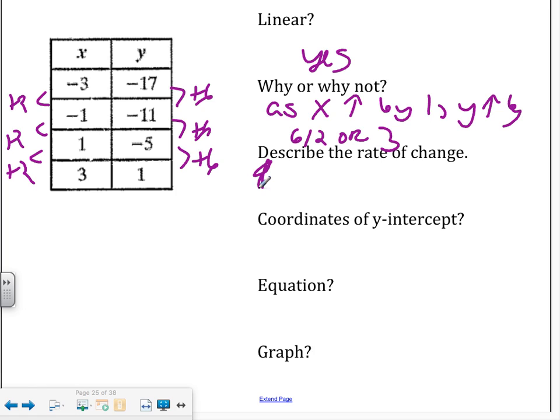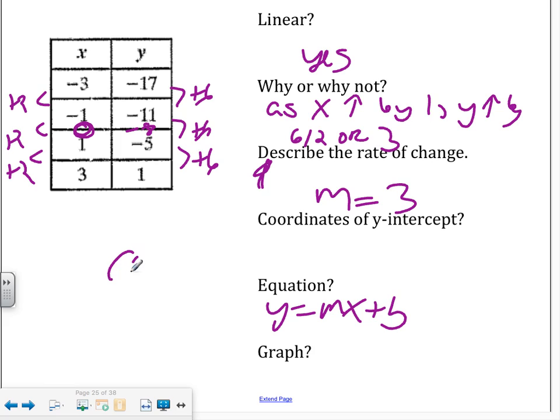So m will be 3. We just need to find b to get an equation. Okay, so again, we can look in the middle of that point there between -1 and 1. So instead of increasing by 6, we want to increase by 3. So -11 plus 3 gives us -8. So our y-intercept is at (0, -8). So b is -8. The equation becomes y equals 3x minus 8.